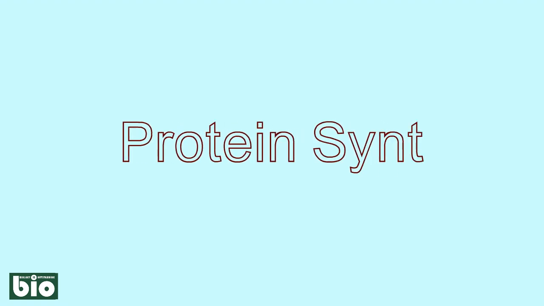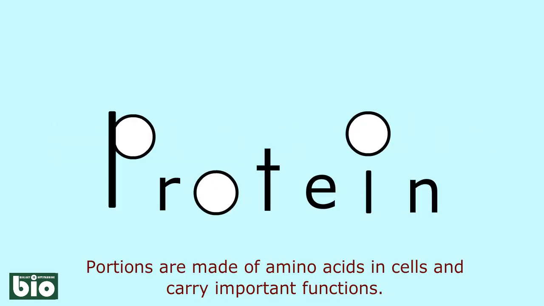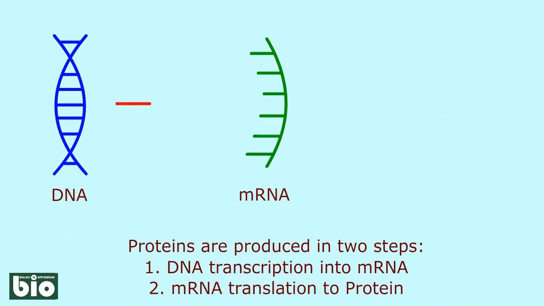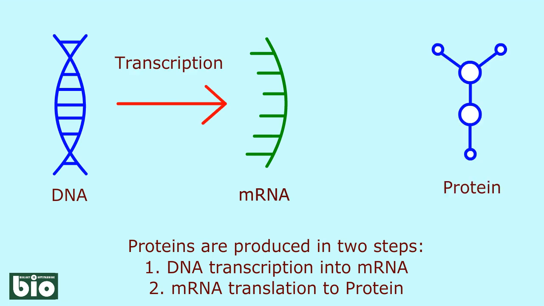Hi, today we want to talk about protein synthesis. Proteins are one of the most important elements made in cells and are made of amino acids. The production of these molecules is done in two steps: transcription and translation.